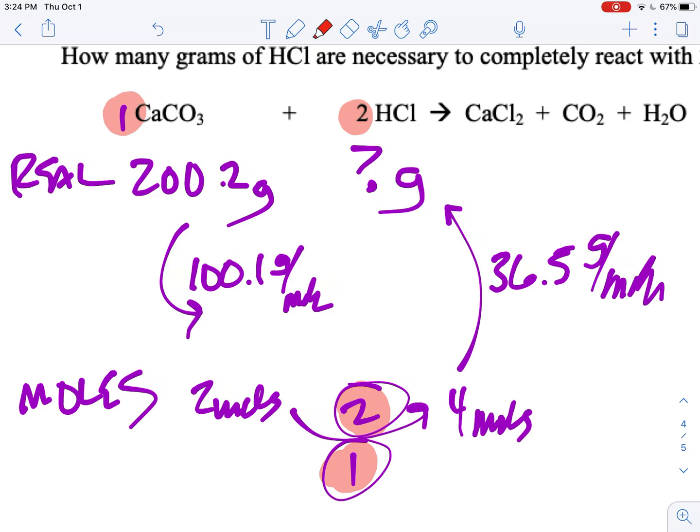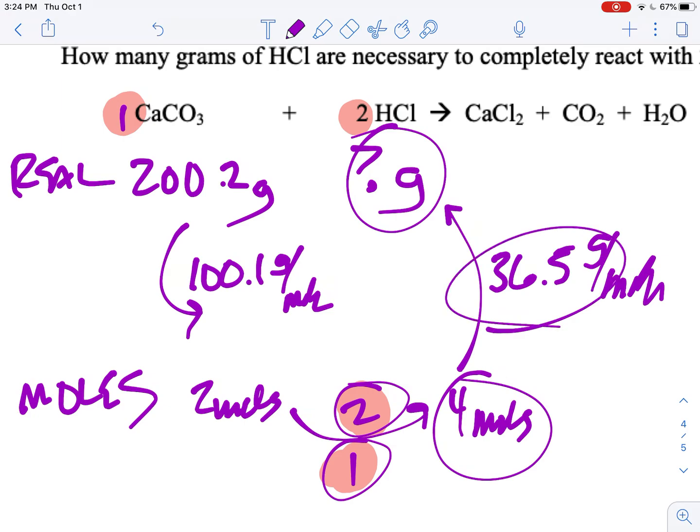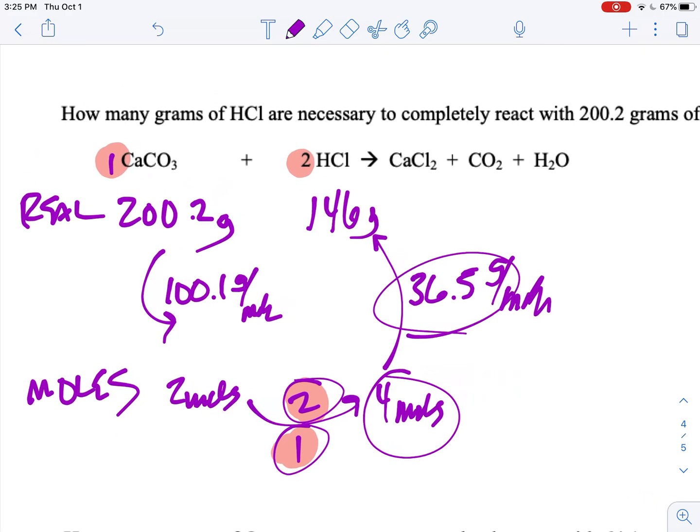Like I said, there are lots of different ways to do these problems where you take the 2 into account for the math. I'm not going to do that. I am just going to take it into account with my mole ratio. So now what I've got is 4 moles at 36.5 grams per mole. So I get out my calculator. It turns out to be about 146 grams. I need about 146 grams to do this one.